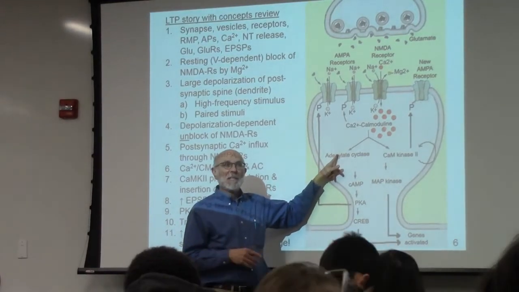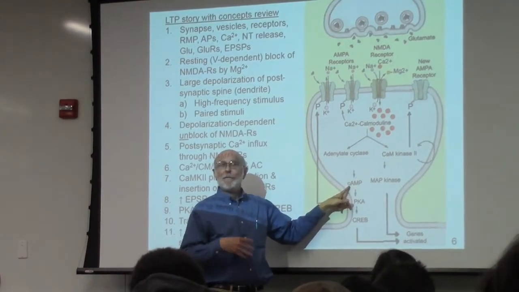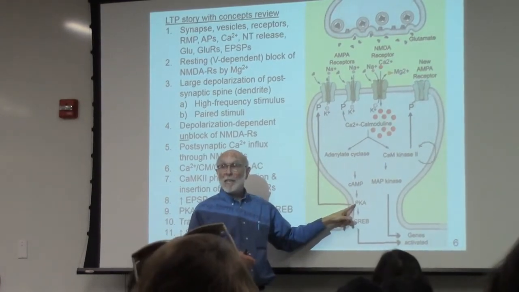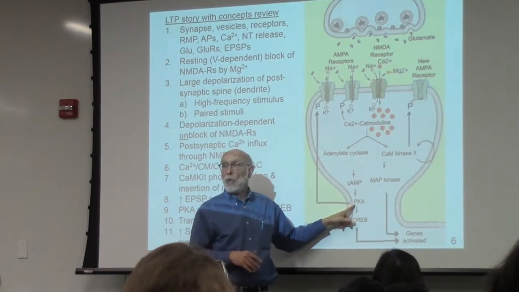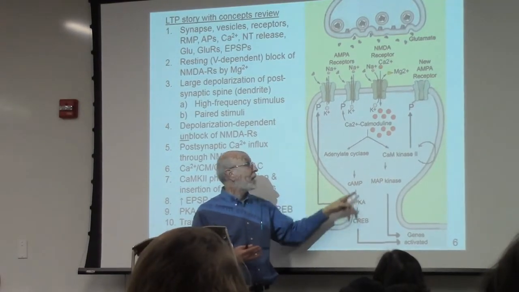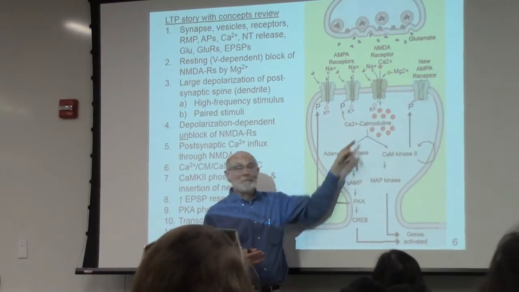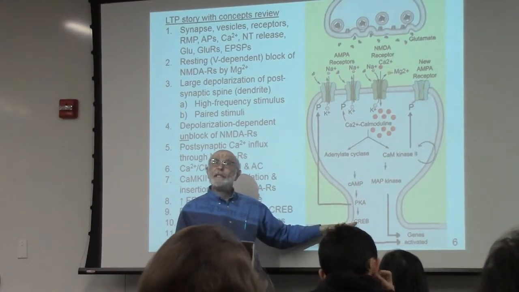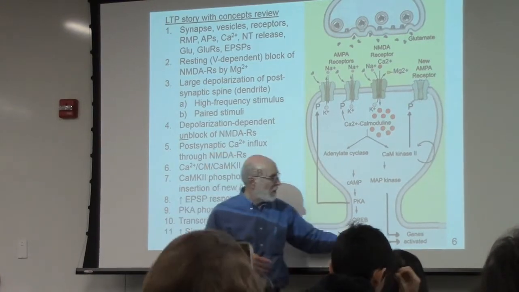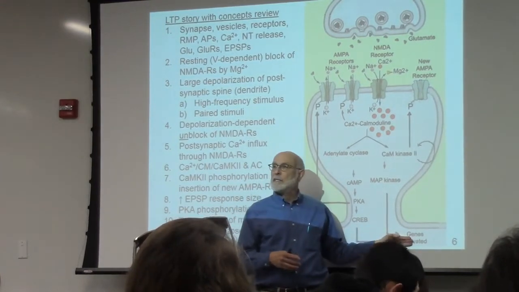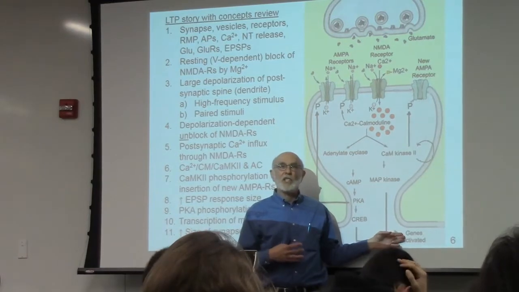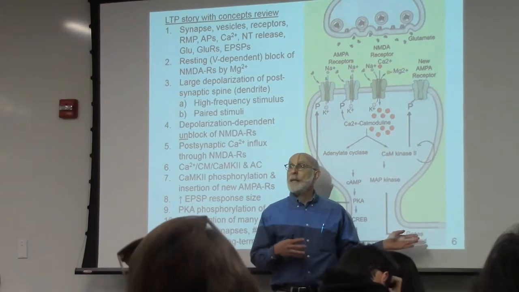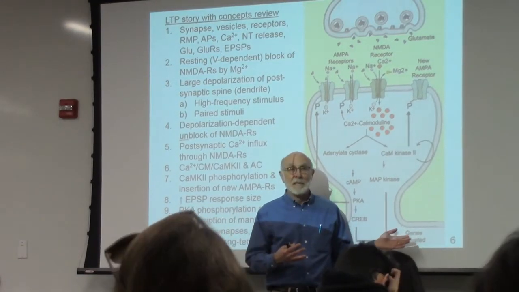What does adenylyl cyclase do? Makes cyclic AMP from ATP. Cyclic AMP activates protein kinase A. This is the Gs story, but we didn't have to activate Gs. We activated calmodulin. PKA phosphorylates a transcription factor. The genes of this postsynaptic cell change. So this information is transported all the way back to the nucleus, and more proteins get synthesized.